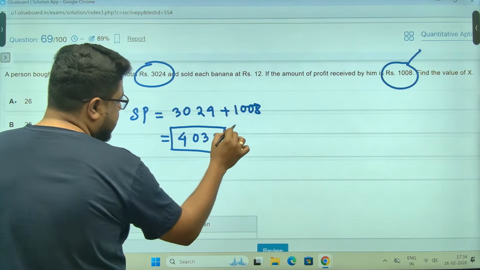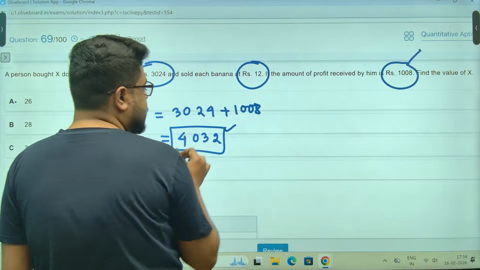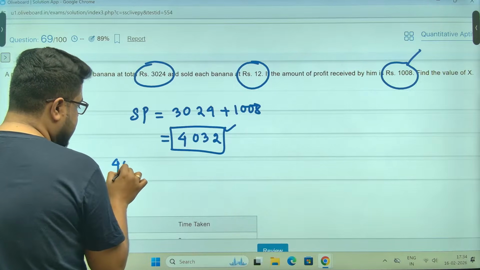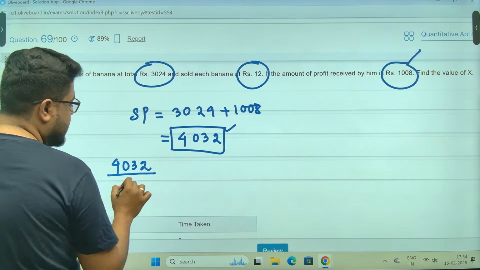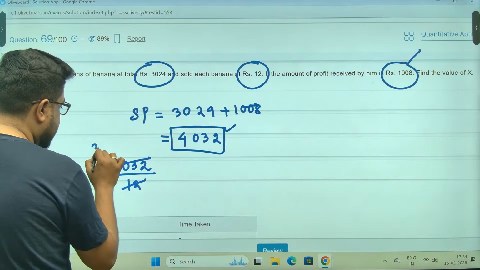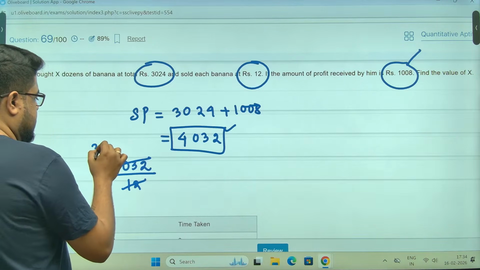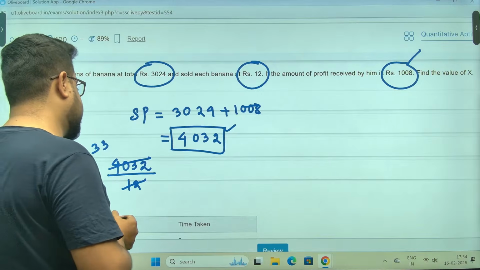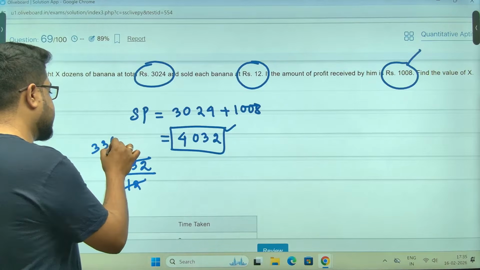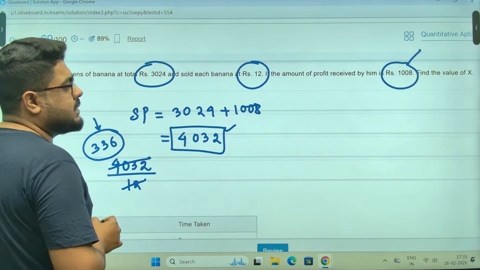This is the profit. Now every banana is sold at this. So how many bananas did he have? 12. 3 12s are 36. 3 12s are 36. 72. 6. These many bananas he had.